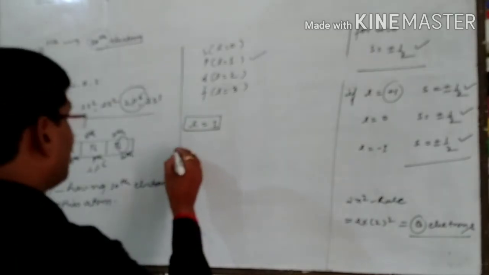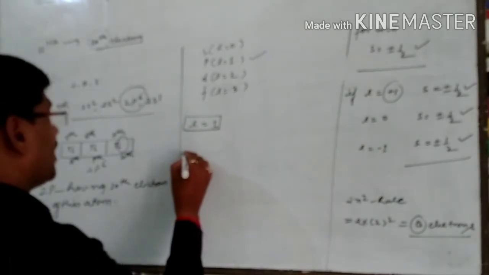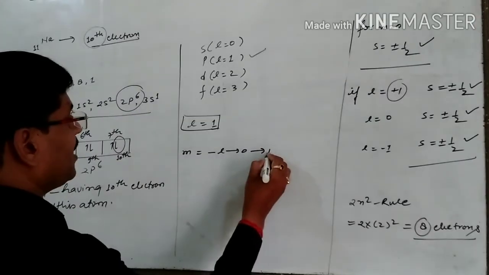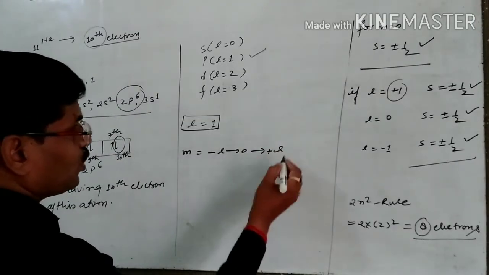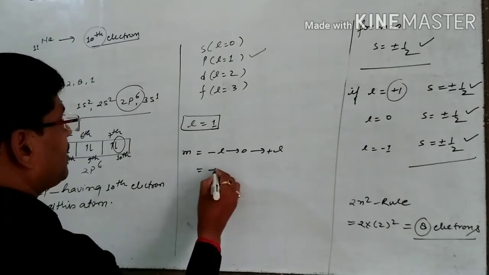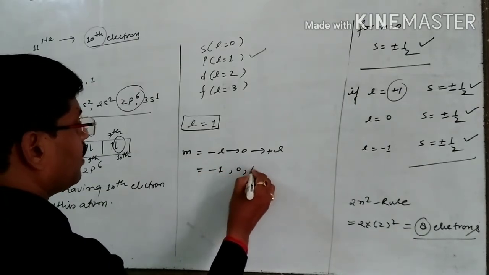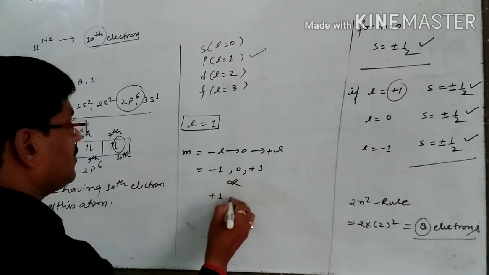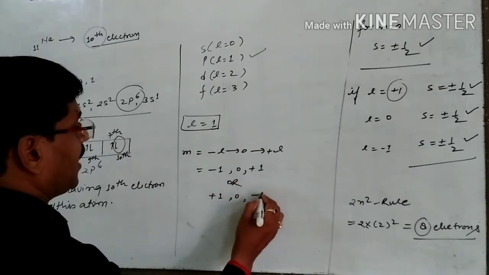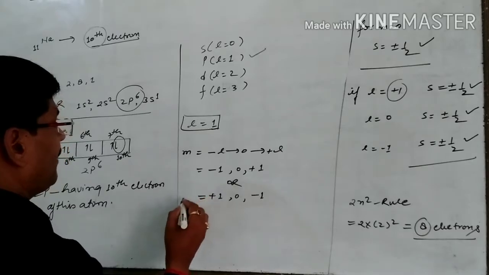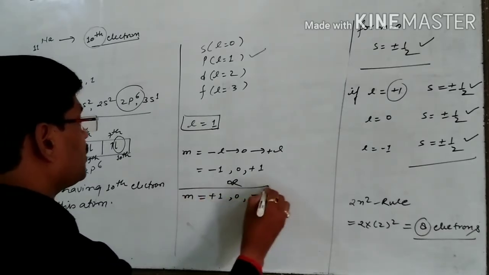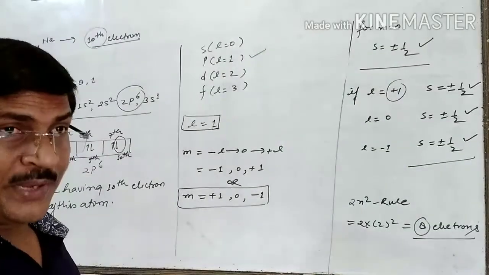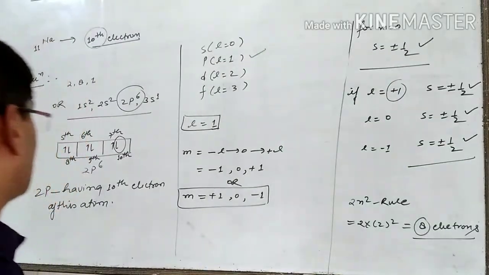l is 1. So by using the formula of the magnetic quantum number, m is equal to minus l to 0, 0 to plus l, you may write minus 1, 0, plus 1, or plus 1, 0, minus 1. In this way you are able to write magnetic quantum numbers. So these are the values of the magnetic quantum number. But you have to pick up only and only one.